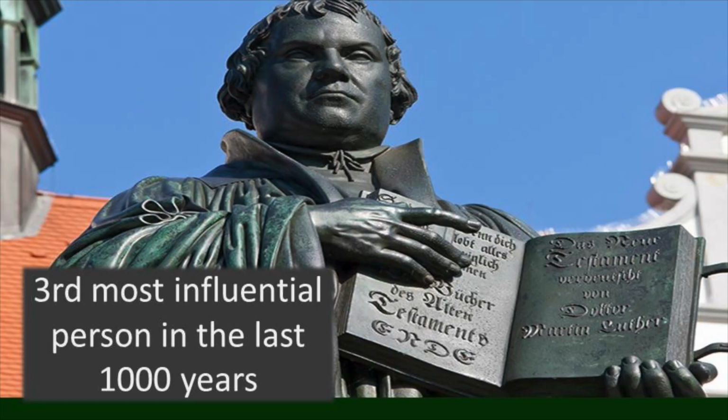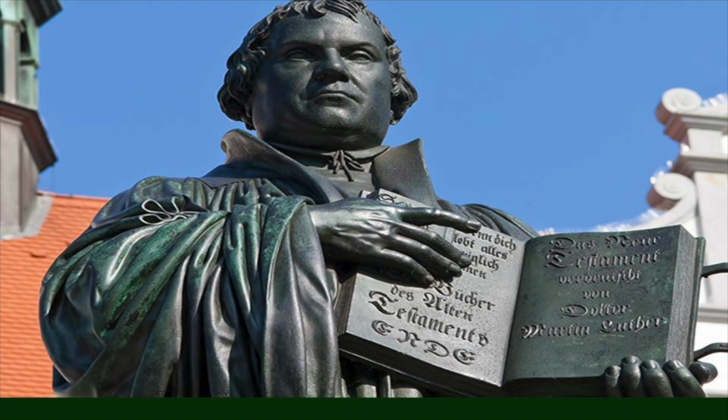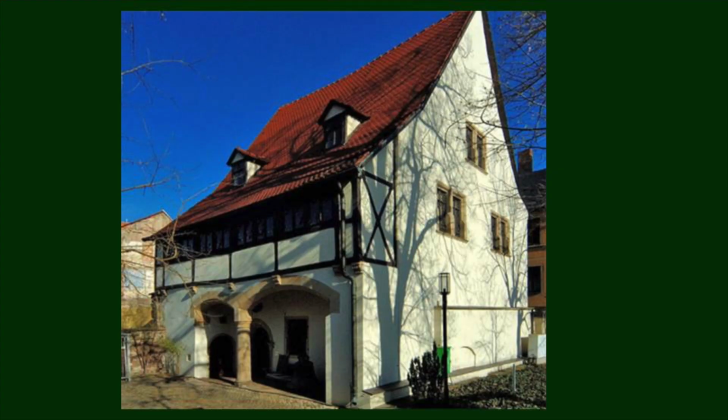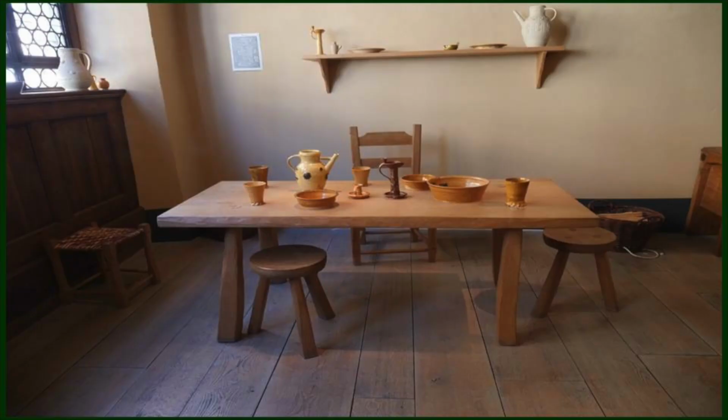Well, Martin Luther was voted by the Associated Press to be the third most influential person in the last 1,000 years. He was the man that brought the Bible back to the common people in their language in Germany. As we drove into Eisleben, we saw this home. This is the home where Martin Luther was born. As we looked inside this humble home, we saw a reproduction of what the home life possibly looked like in the time of Martin Luther.